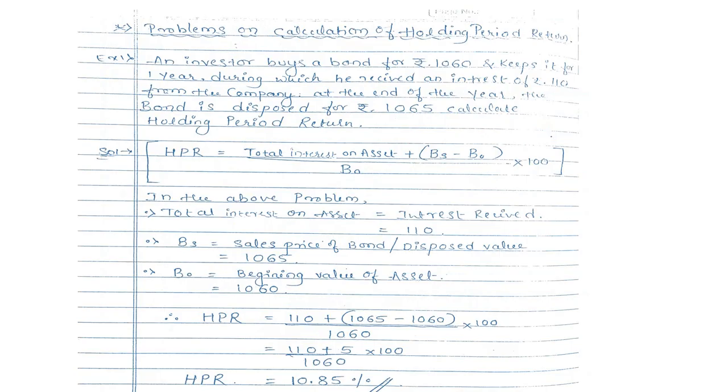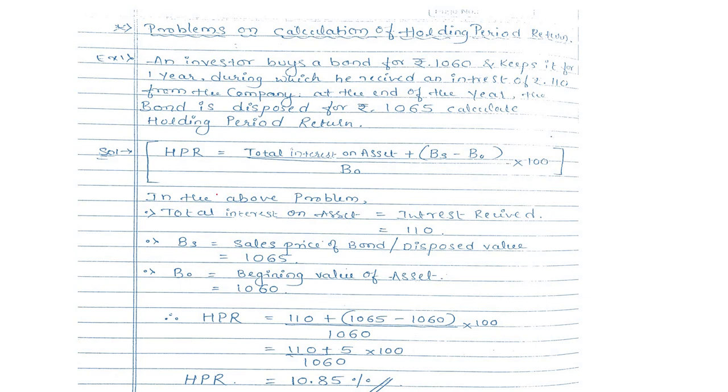Next we will see the problem on how to calculate the holding period return. What is holding period return? We already discussed. If you purchase a bond today and you hold it, you keep that bond with you for the next 2 years or 3 years, then whatever return you get by holding those bonds within that period is the holding period return. We will see one example of how to calculate the holding period return.